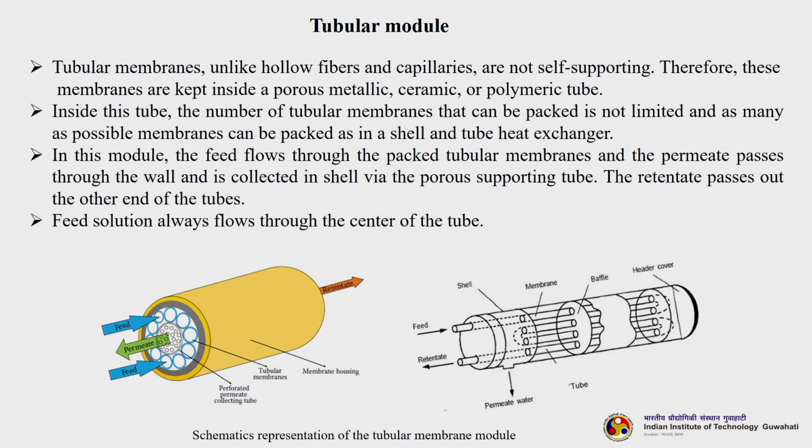Inside this tube the number of tubular membranes that can be packed is not limited, and as many as possible can be packed, in a shell and tube heat exchanger type arrangement. In this module the feed flows through the packed tubular membrane and the permeate passes through the wall and is collected in the shell via the porous supporting tube. The retentate passes out the other side of the tube.